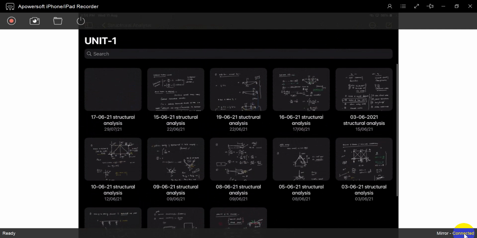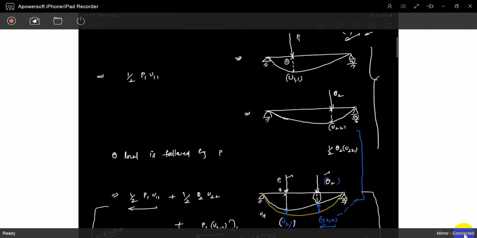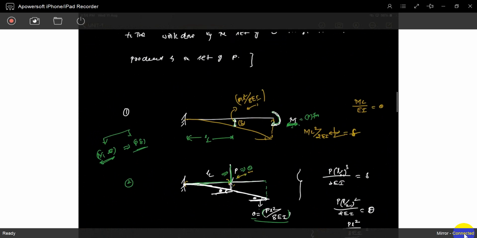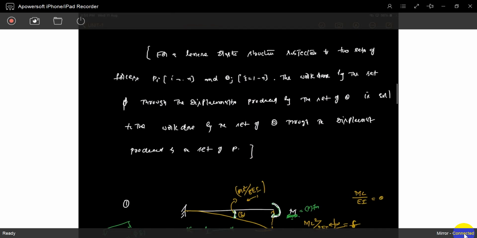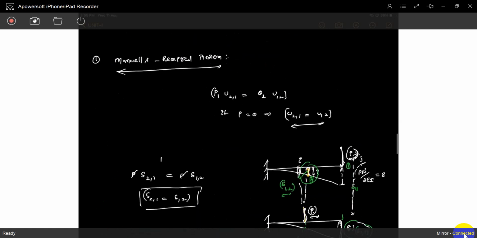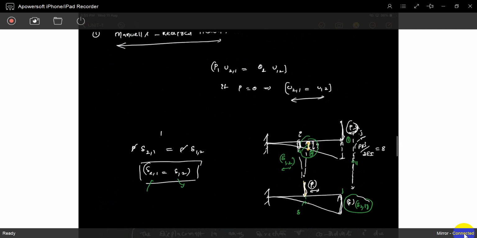Where is it? Betti's law, Maxwell's law. Can you understand? For a linear structure subject to two sets of forces, you can also observe it. So this is the Maxwell reciprocal theorem. Understood? So exactly delta 2(1) is equal to delta 1(2).